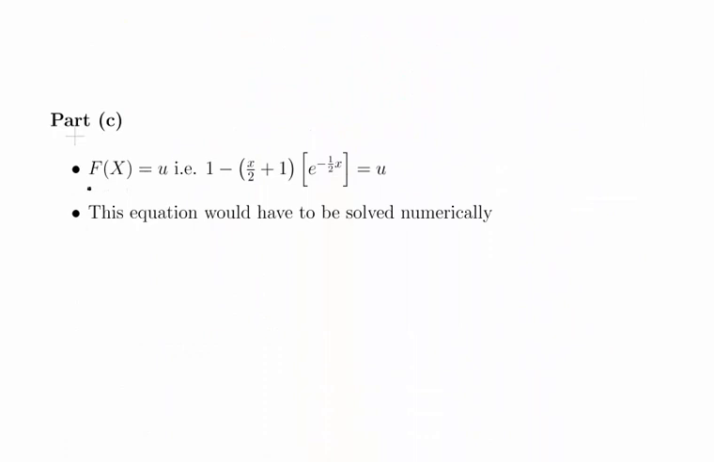F of x is equal to u, or actually that should be f of lowercase x, which is 1 minus a half of x over 2 plus 1 times e to the minus a half x, equal to u. So this is the expression we would use to generate random observations of the gamma distribution.